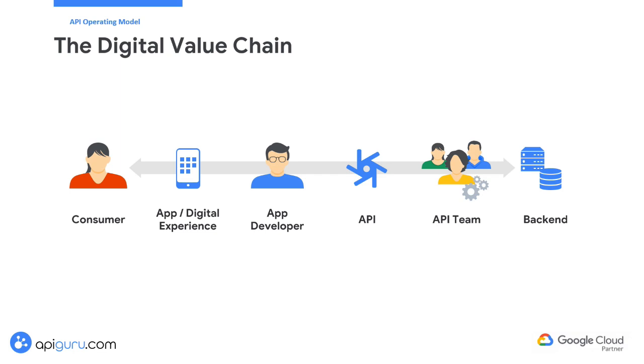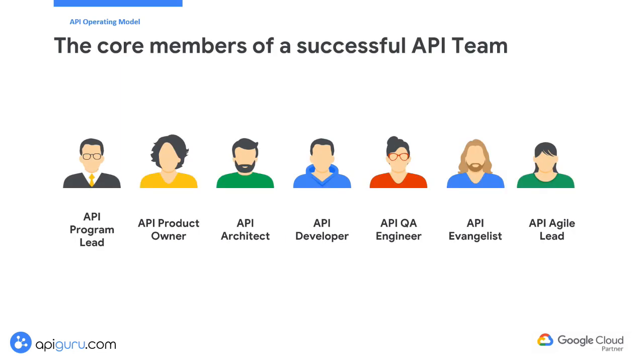The API team plays a crucial role in developing APIs that enable developers to create apps and new digital experiences. Let's start by exploring the key roles of the API team, which is responsible for producing APIs that support new apps and digital experiences. Successful API teams typically include the API program lead, API product owner, API architect, and API developer. In addition to these core roles, API teams may include an API quality assurance lead, an API evangelist, and an API Agile lead. Let's take a closer look at each of these roles.